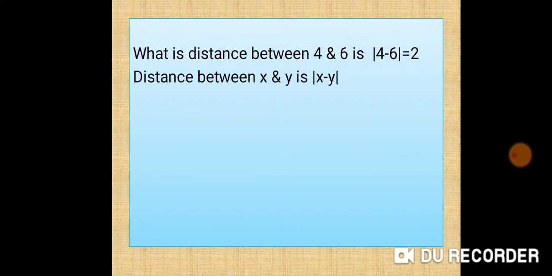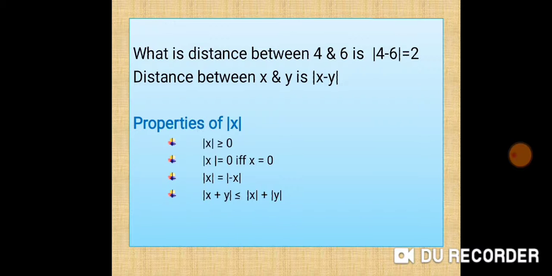What is the distance between 4 and 6? The distance between x and y is d of x, y equal to modulus of x minus y. Therefore, d of 4, 6 equal to modulus of 4 minus 6 equal to modulus of minus 2. A property of modulus: modulus of x equal to modulus of minus x. Therefore, modulus of minus 2 equal to modulus of 2 equal to 2.